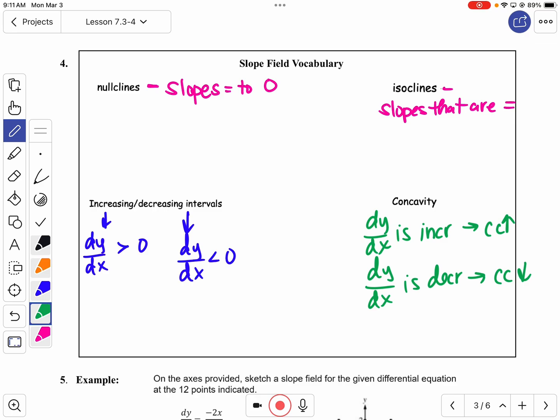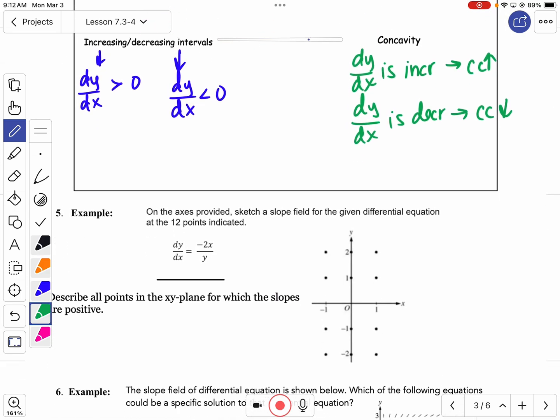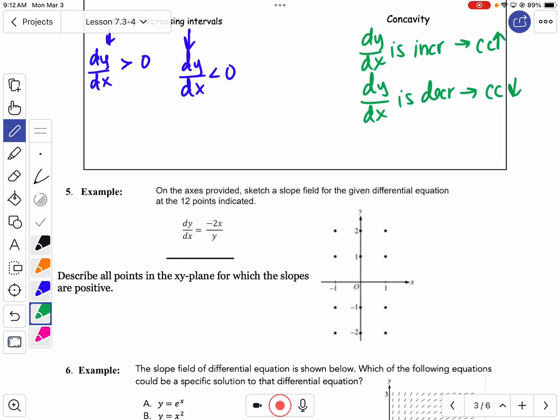Okay, so let's look at a few examples, and there's just a couple more things we need to talk about, and then we'll be good to go. It's all about getting those slopes. So let's look at this one. It says, on the axis provided, sketch a slope field for the given differential equation at the 12 points indicated. Take a second and let's do that real fast.